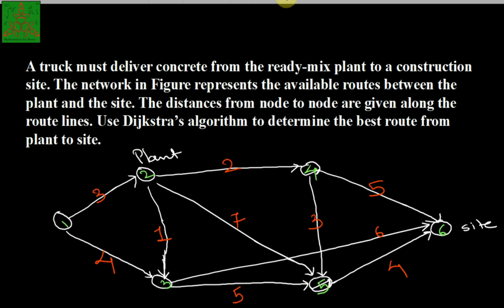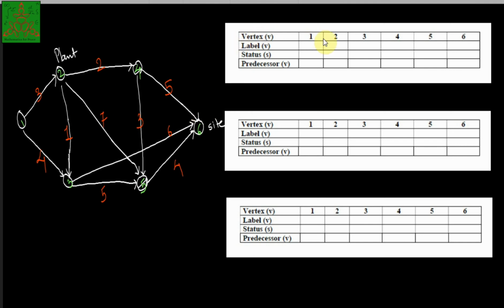To do this, we look at the vertices. There are 6 vertices: 1, 2, 3, 4, 5 and 6, and we start with the plant, vertex 2. Plant 2 is our initial or starting vertex, and we give it a permanent label, permanent status. All other non-starting vertices are assigned an infinite label and temporary status. So at plant 2 we have 0, permanent, and no predecessor, and for all others we have infinity, temporary, no predecessor. The same thing repeats for all other vertices.